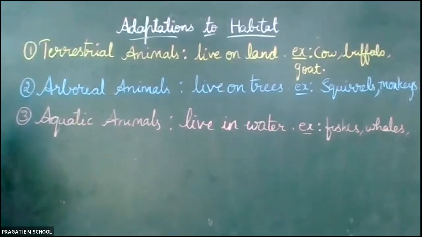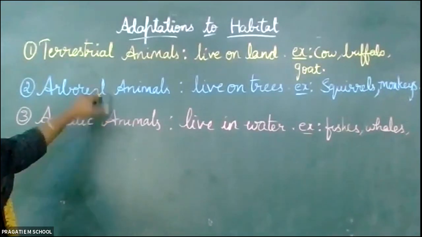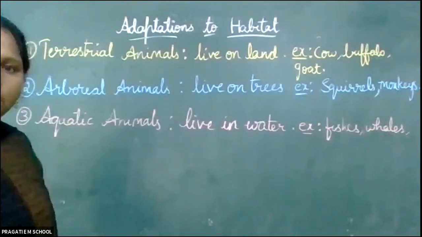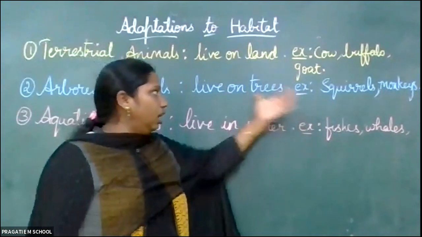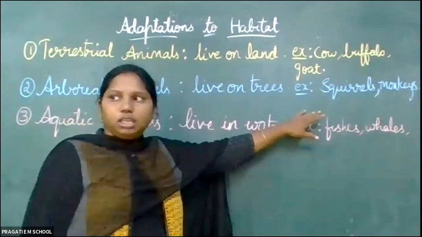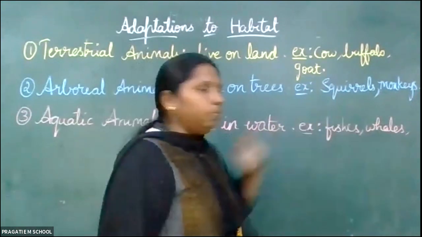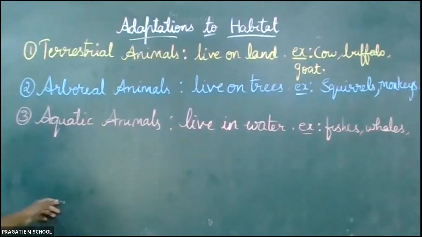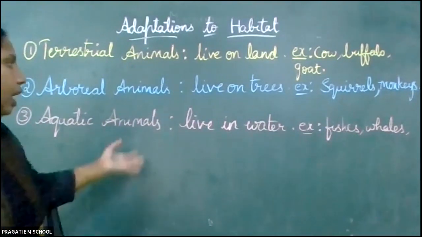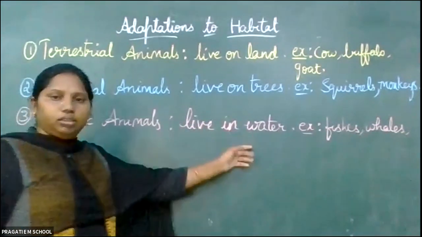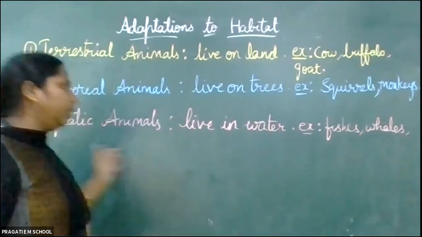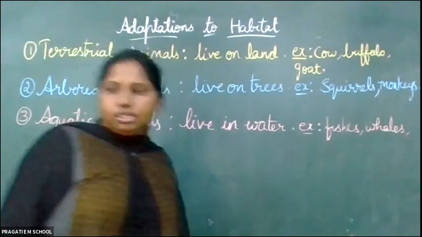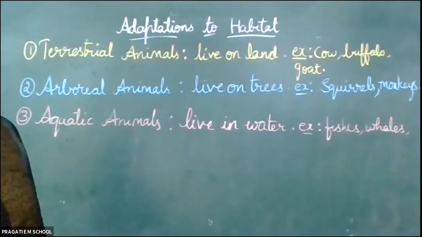What's the second one? Arboreal animals. The animals which live on trees, we call them arboreal animals. What are the examples here? Squirrels and monkeys. Next, third one is aquatic animals. What is meant by aquatic animals? Animals which live in water. Examples are fishes, whales. Okay, children. What's the next one?